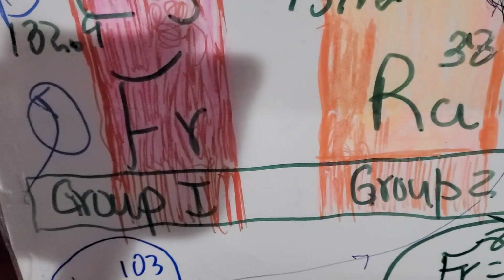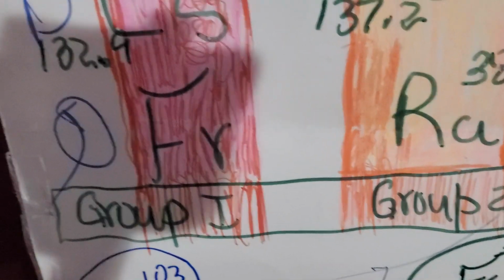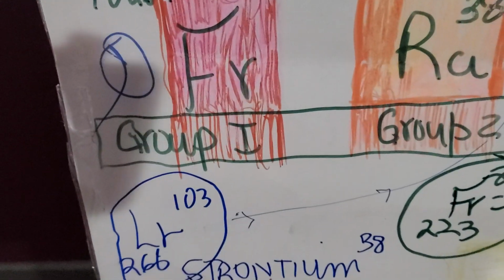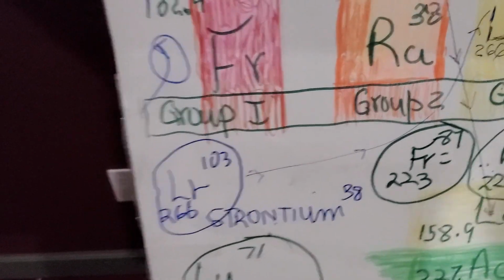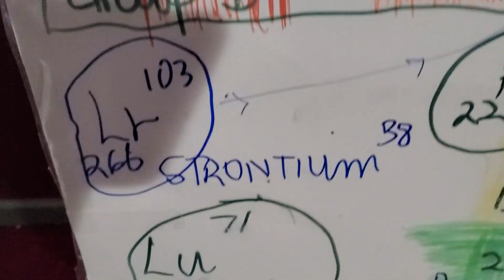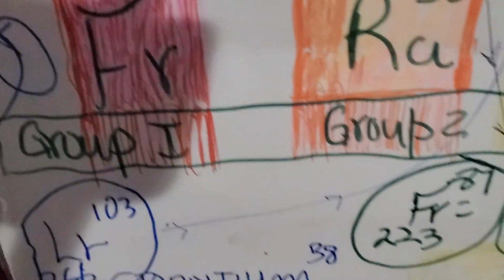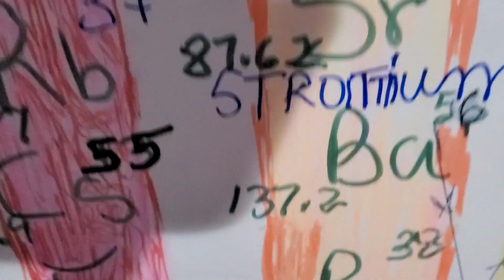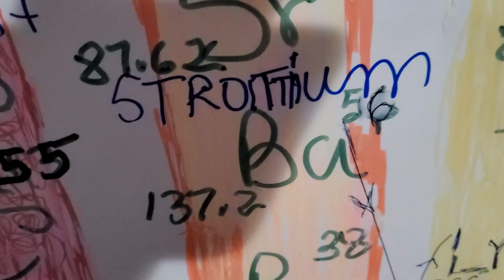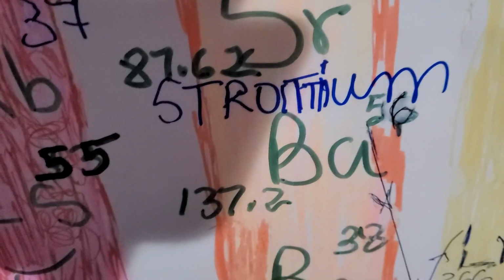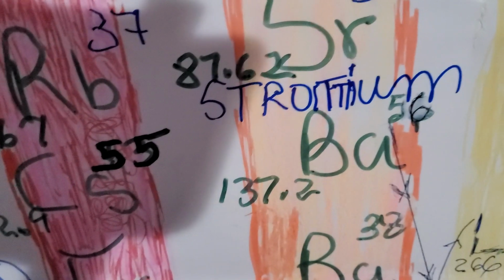Radium is below it. Barium is atomic number 56, strontium is 38, and calcium is 20. Yes, calcium 20, strontium 38, and barium, the one you're looking at, 137.2 atomic weight and atomic number 56, that is 56 protons.